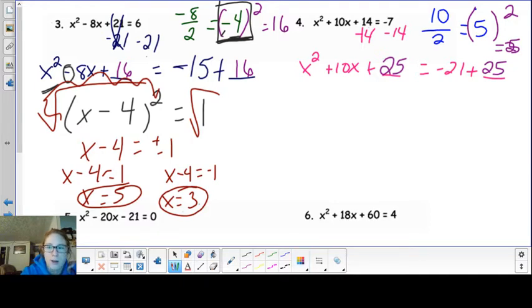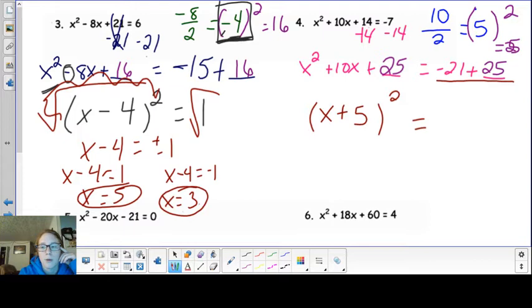So then what I'm going to do is I'm going to make my set of parentheses. It's going to be equal to something. Should always be x in the first one. And what's going to come after my x? Plus 5. And then I'm going to go ahead and take negative 21 plus 25.